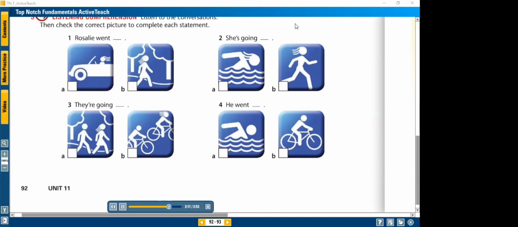Conversation 3. I'd like to go bike riding. What about you? I went bike riding yesterday. What about a run? Actually, I went running this morning. So what would you like to do? Let's just go for a walk. That's always nice.